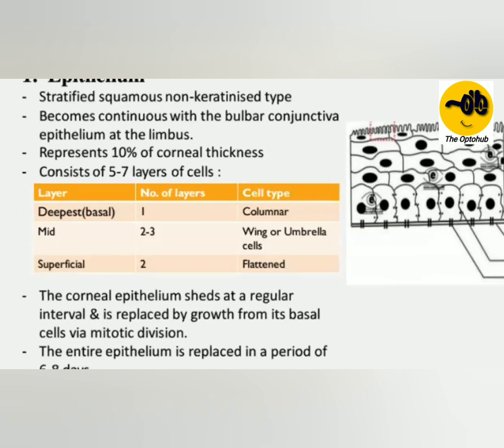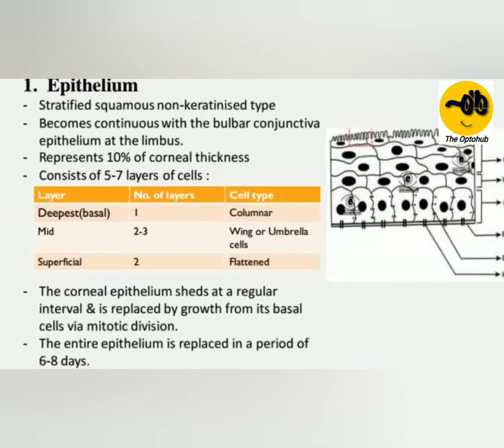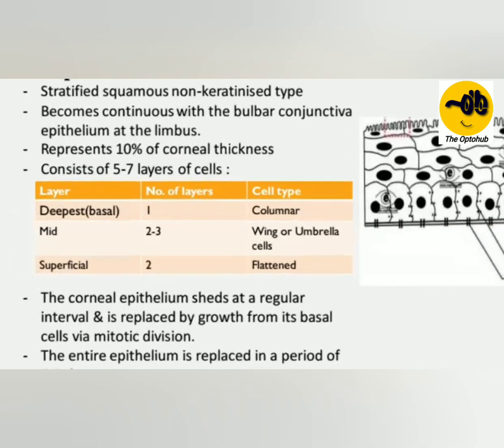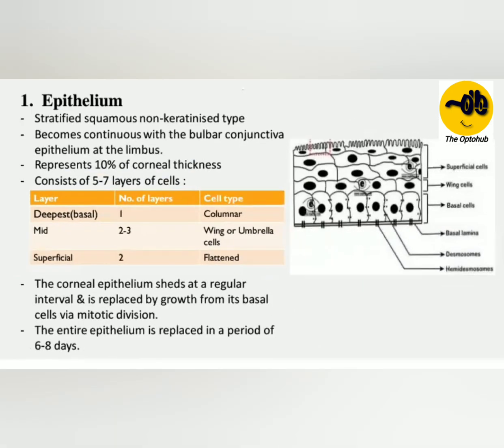So the epithelium represents about 10% of the corneal thickness, and it consists of 5 to 7 layers of cells, which is divided into three layer types. The deepest, that is the basal layer, the mid epithelial layer, and the superficial layer.